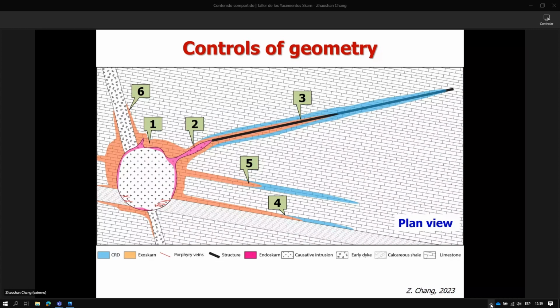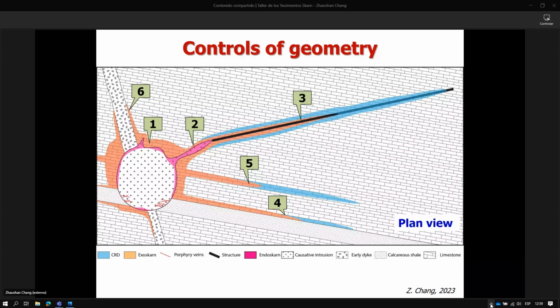In Mexico, through the, I can't remember that word. Again, a thick package of limestone, with only certain layers of CRD. So that's another control. Number 6 could be the most confusing part.